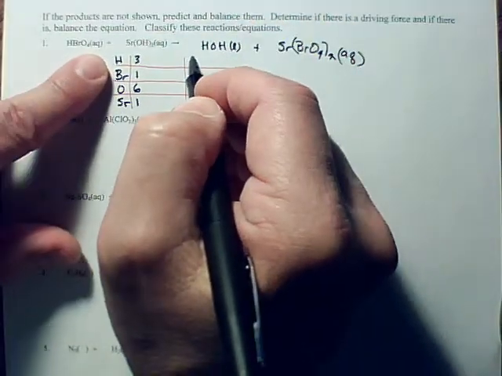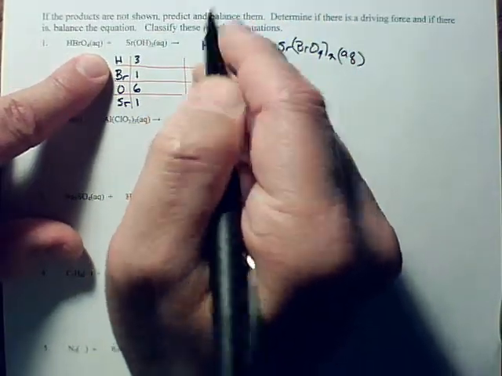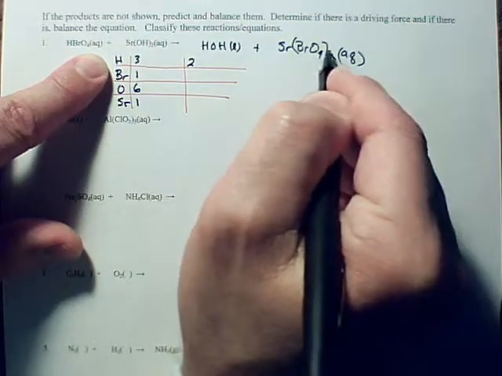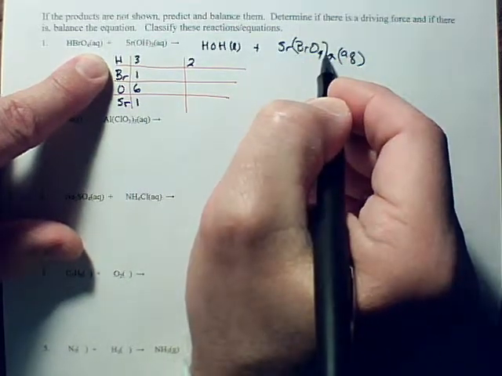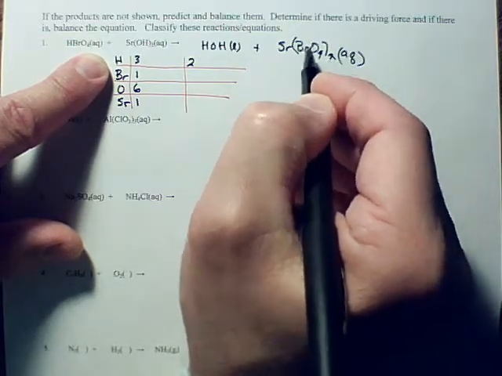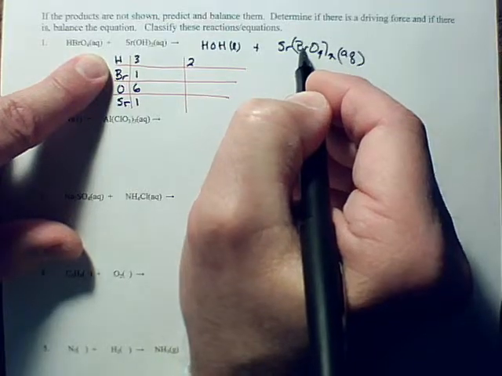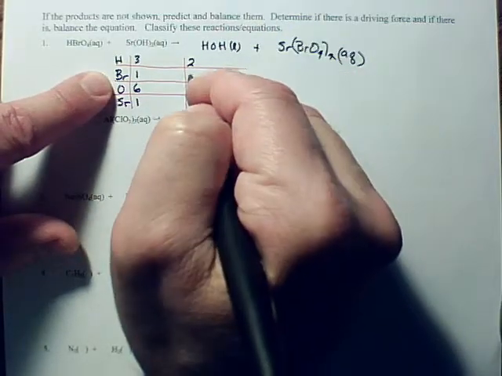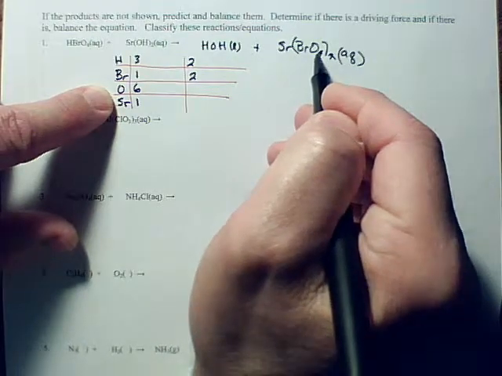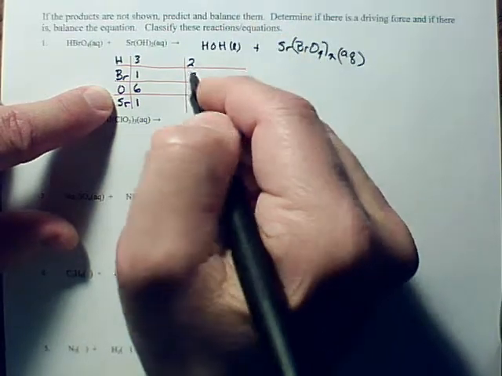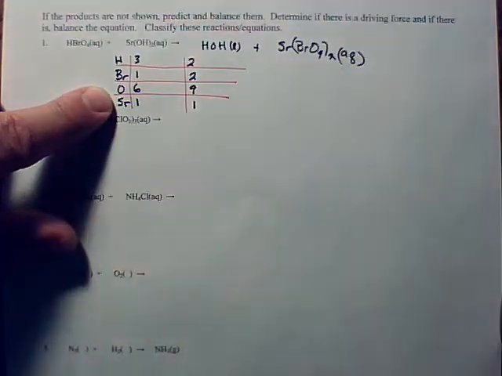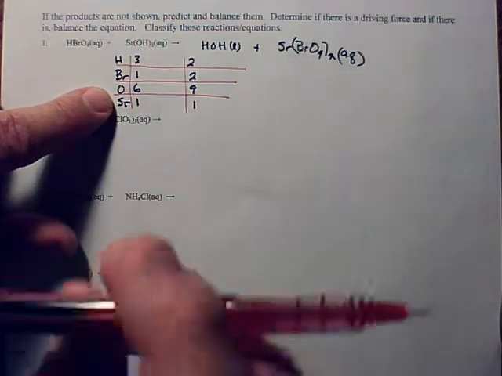Over on the other side, I have 2 hydrogens in the water. I have 2 bromines, because the parentheses here and the 2 outside means that I have 2 perbromates. So I have 2 bromines because the perbromate ion has only 1 bromine. The oxygens I have, 2 times 4 is 8, plus the 1, that's 9 oxygens, and I've got 1 strontium. So I want to try to get everything equal on both sides.